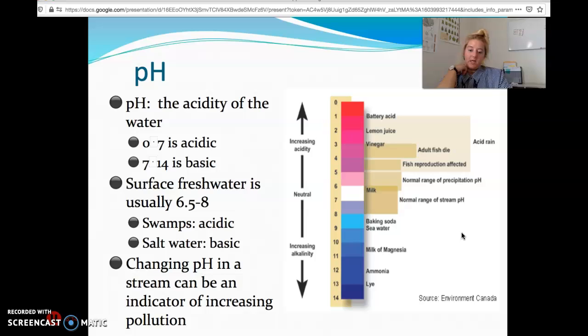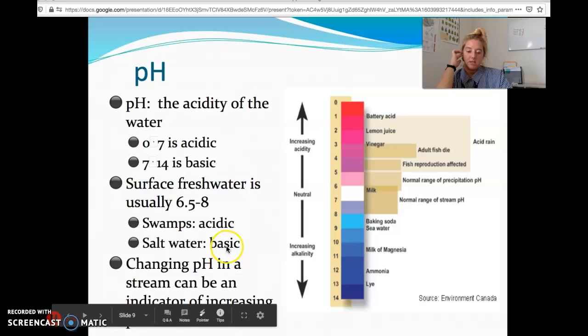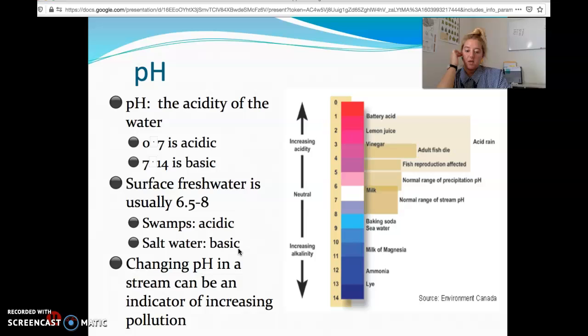Now, we do see a little bit of a difference here between swamps, like our wetlands, and our salt water, like what we're seeing in the ocean. Our ocean water is typically basic, and our swamps are usually acidic, but we did learn in the previous lesson with ocean acidification that CO2 combining with the water causes carbonic acid, which makes this just a little less basic. Now, changing pH in a stream can be an indicator of increasing pollution. Something is changing this pH.